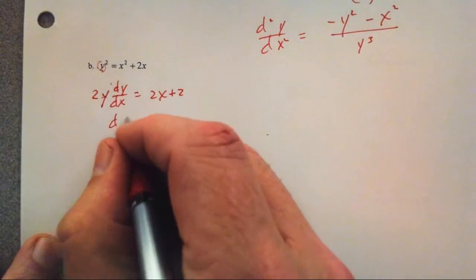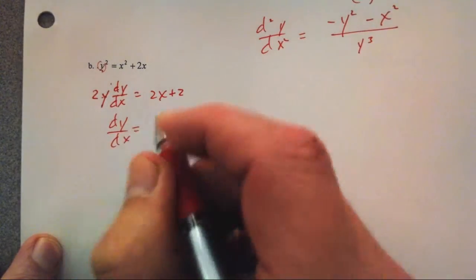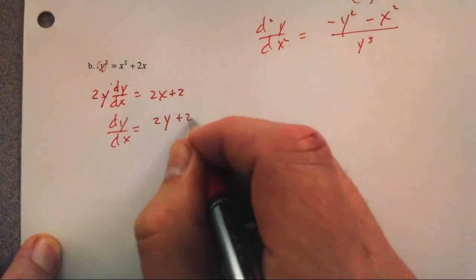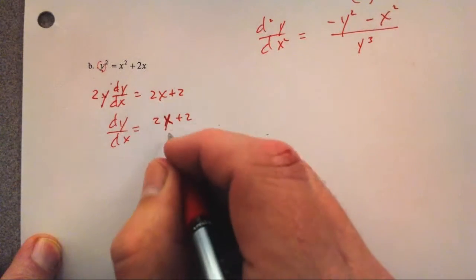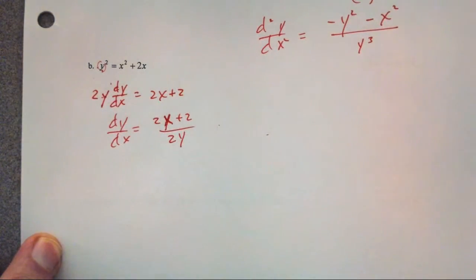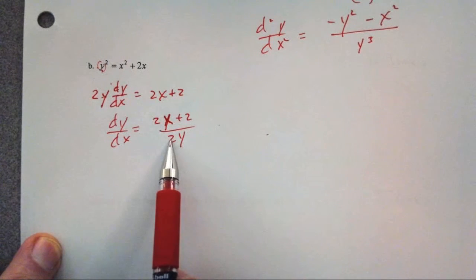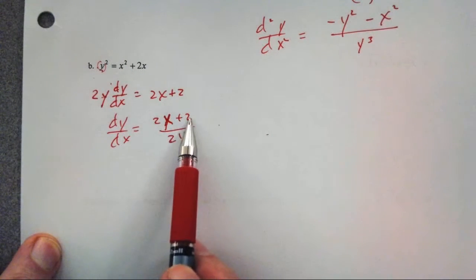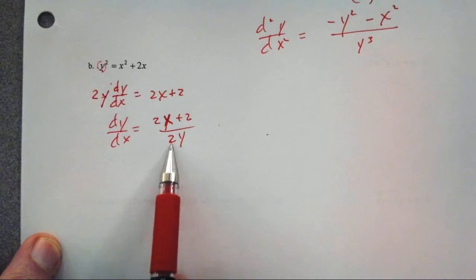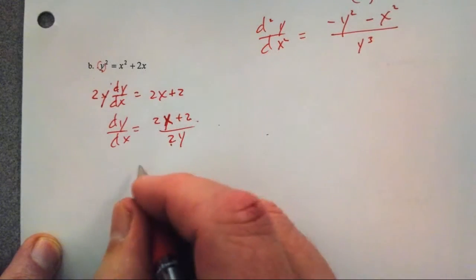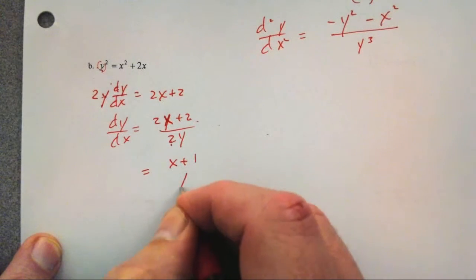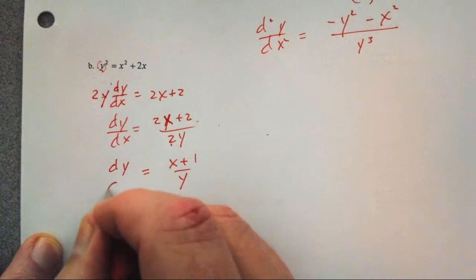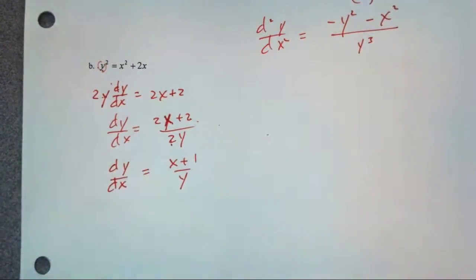Pretty easy to solve. dy/dx equals 2y plus 2, or 2x plus 2, excuse me, 2x plus 2 on 2y. Can I reduce this 2 with this 2? Of course not. Can I reduce the top with the bottom? Yeah. So it equals (x plus 1) on y. That's dy/dx. That's the first half of my problem.